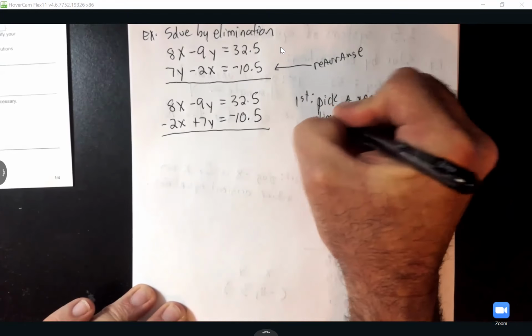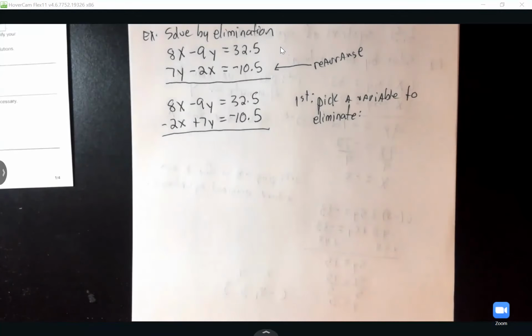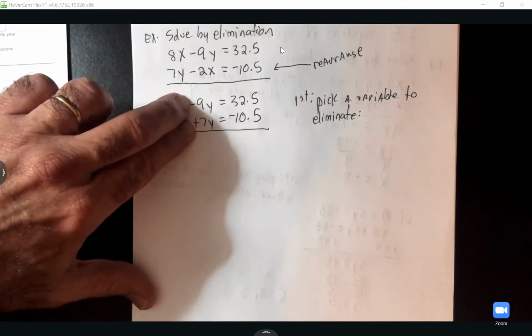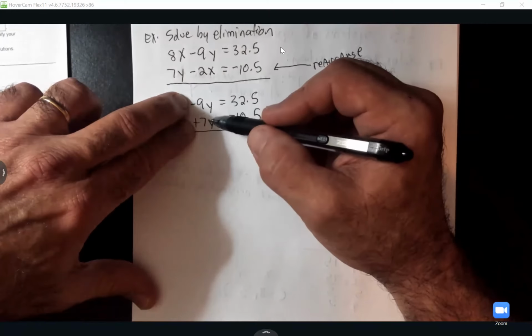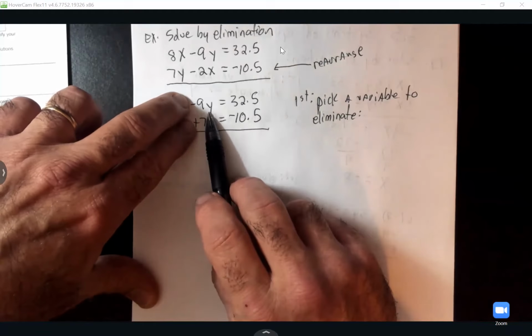Now, our first thing is to pick a variable to eliminate. Can we do y's this time since we already did x's on the first one? Well, I'm not picking just a letter. I'm picking what's the easiest to get rid of. And y's are harder to get rid of than the x's on this one. Why? Because if you add negative 9 and 7, you don't get rid of anything, right? So we would have to find the smallest number that 9 and 7 both go into. That would probably be 63.